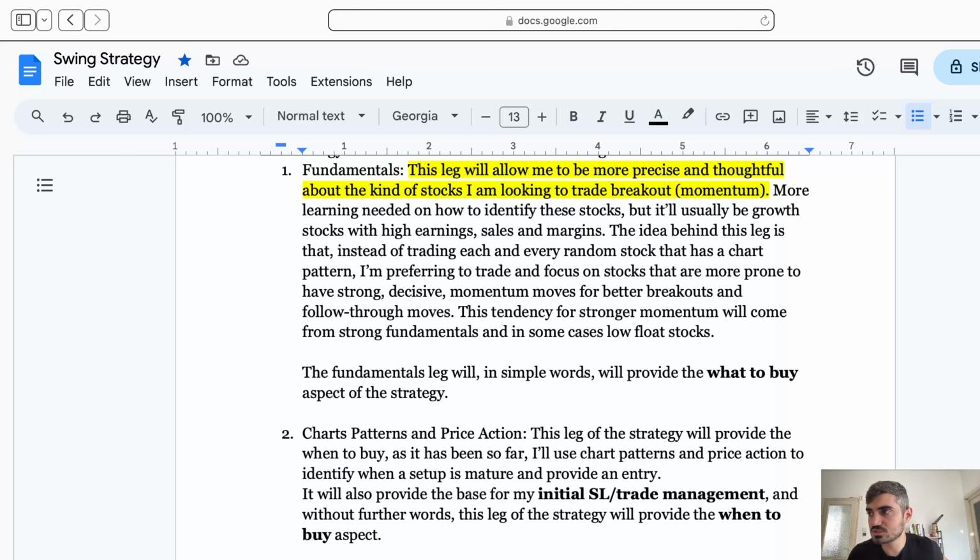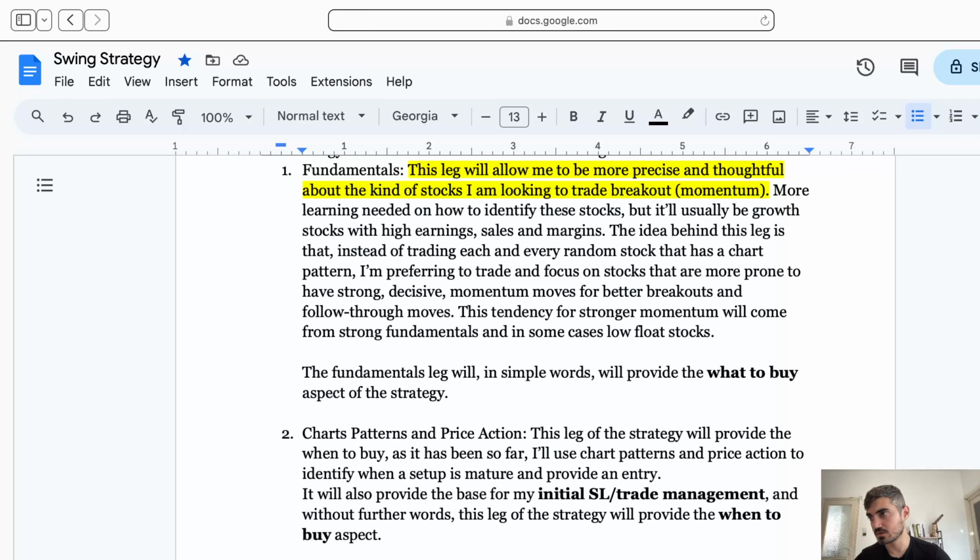So the second leg is chart patterns and price action. This leg of the strategy will provide when to buy, as it has been until now. I'll use chart patterns and price action to identify when a setup is mature and provide an entry. It will also provide the base for my initial stop loss and trade management. So there is not much to write about this specific leg, because what I wrote under this explanation of the leg says it all.